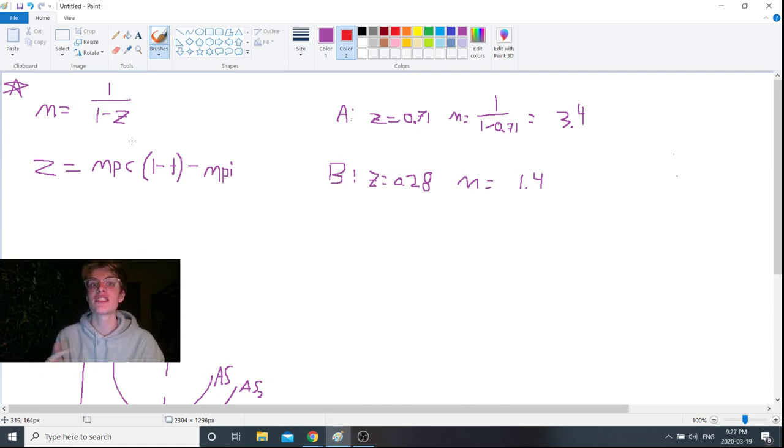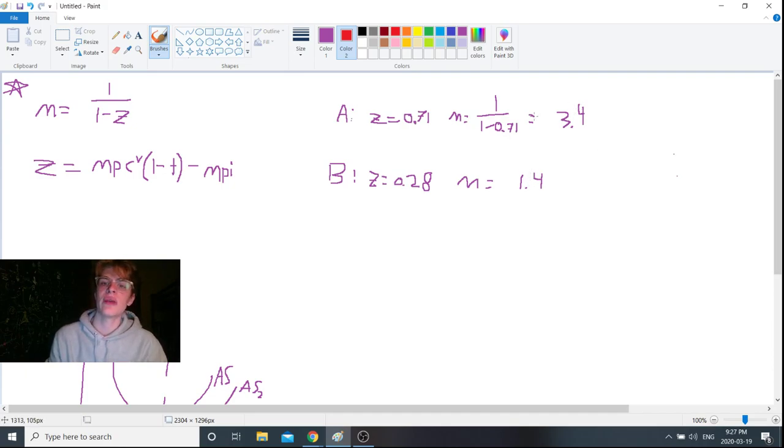The marginal propensity to spend is sometimes written as MPS, although be careful because that could be marginal propensity to save. To spend, though, is written with a Z. And the formula for that is the marginal propensity to consume times 1 minus T, minus the marginal propensity to import. And then how we get the multiplier is we do 1 over 1 minus Z. So if you just literally plug those numbers in, the question gives you all the numbers, for economy A you get a marginal propensity to spend of 0.71. Plugging that into the multiplier equation, you get this.